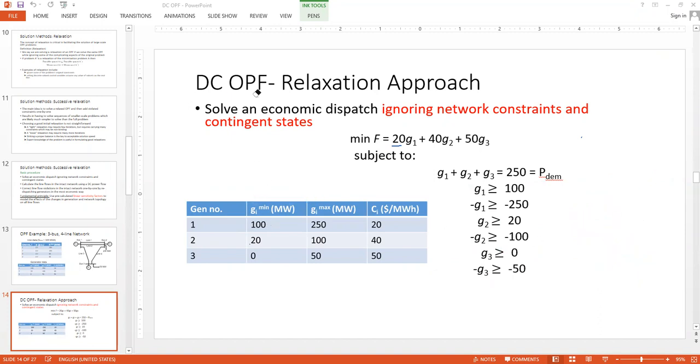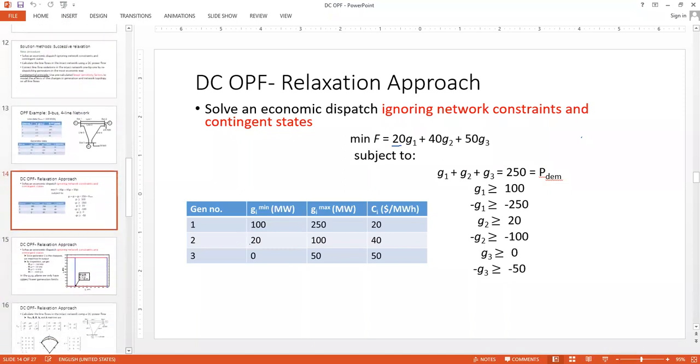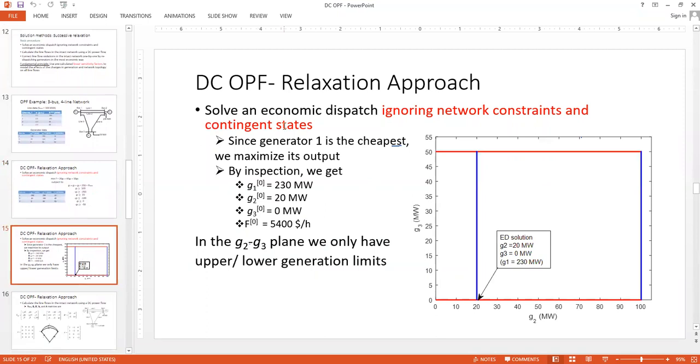Now we will apply this formulation for solving the problem at hand. So now let's look at the graphical approach. In the graphical approach, we will first figure out the cheapest unit. Okay, we'll try to figure out the cheapest unit first.